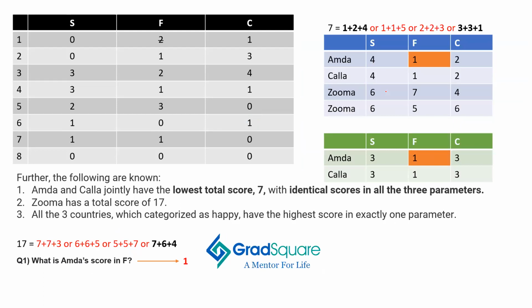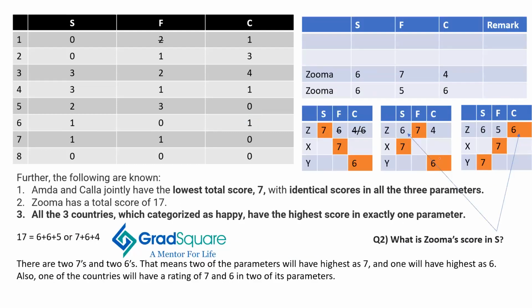Now, let's look at the question. Amada score in F, that's very clear, because whichever case you take, it has to be 1 only. So, going back to the previous one, this or this, it's going to be 1. Next one, pretty much simple now. Next one.